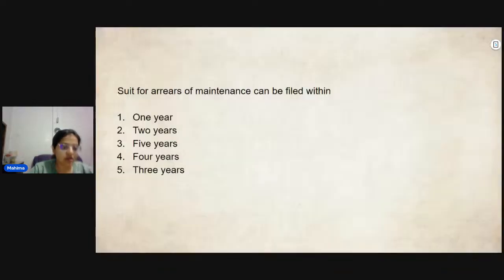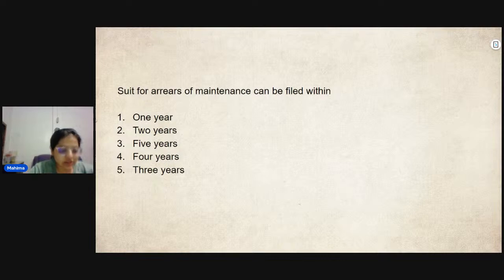Correct. Suits for arrears of maintenance can be filed within 1 year, 2 years, 5 years, 4 years, or 3 years. Suit for arrears of maintenance. Correct. Everyone was correct. Pritika, Divya, Medha, Shubham, Lakshita, everyone was correct. Suits for arrears of maintenance.